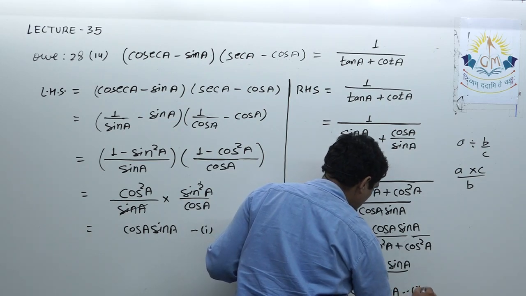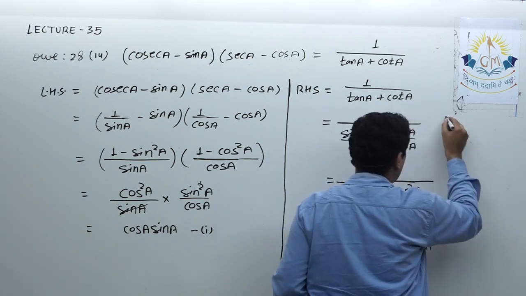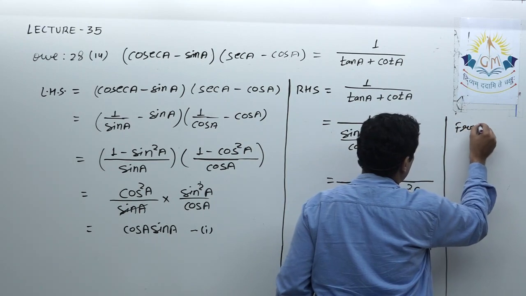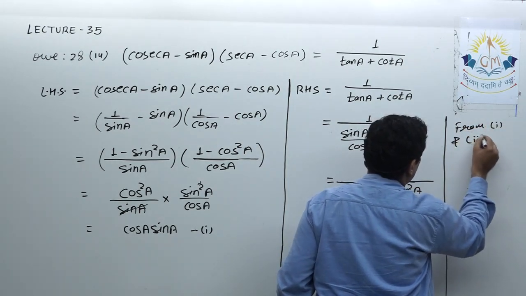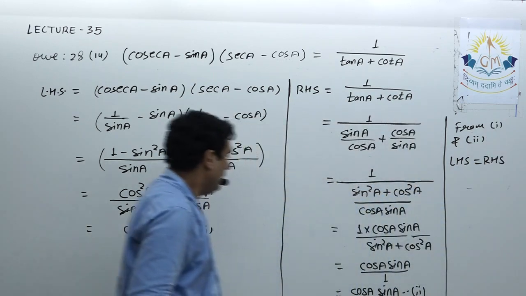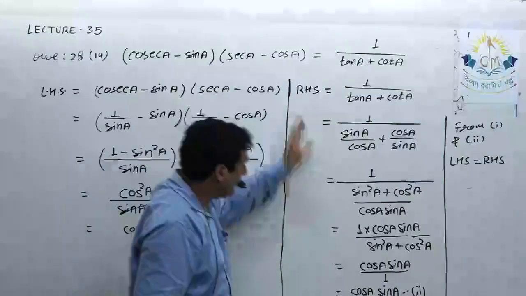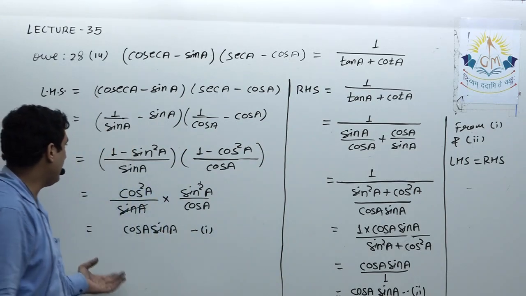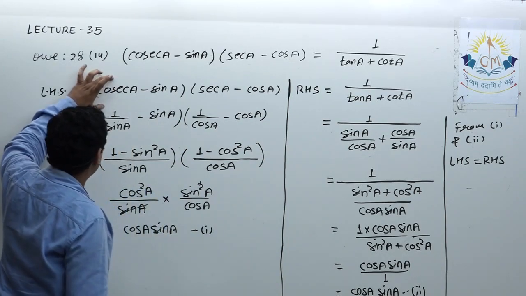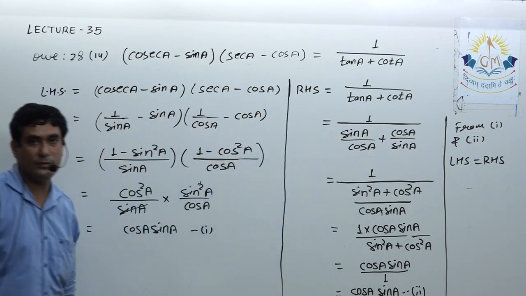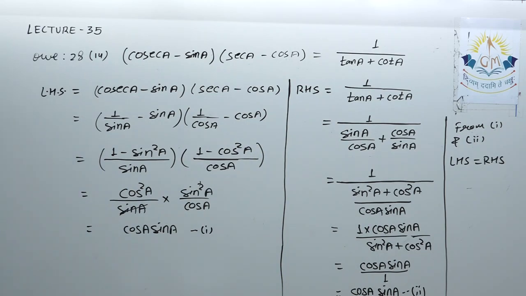So if I call this equation 2, from first and second, LHS is equal to RHS, hence proved. Because both on simplification gave me cos A into sin A. As their right hand sides are equal, it means that when I solve this, I get the same thing as when I solve that. It means both expressions are equal to each other. So noted. We'll see the next question.